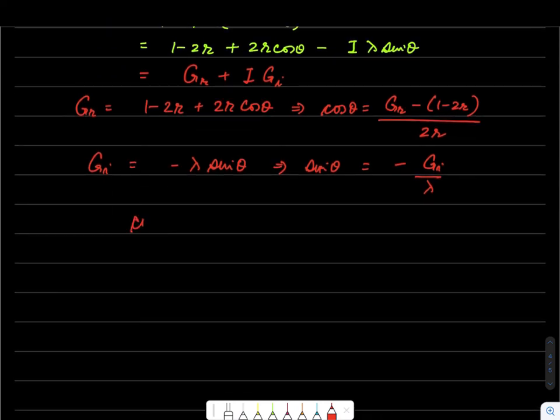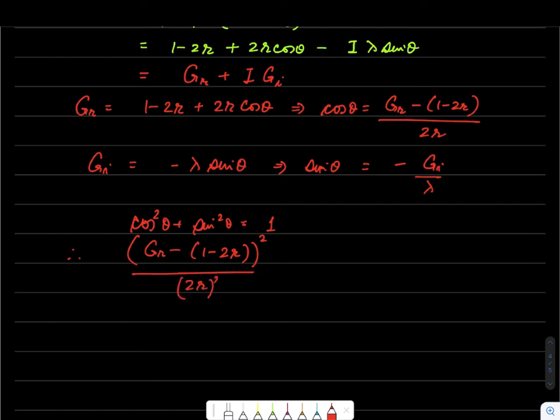And by using the identity now that cosine squared theta plus sine squared theta is 1, we can write that the real and the imaginary parts of this amplification factor g should satisfy (gr minus (1 minus 2r)) whole square by (2r) square plus gi square by lambda square is equal to 1.